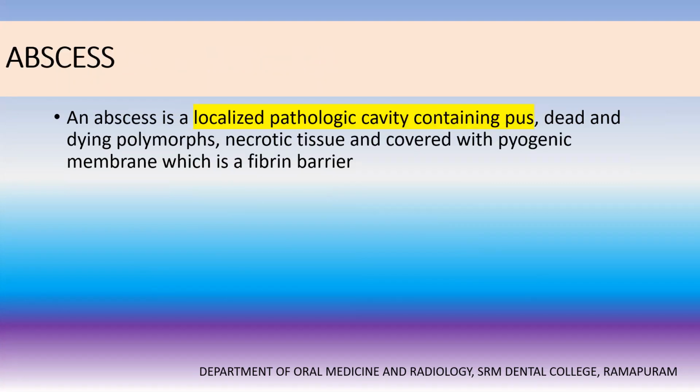So what is the definition of an abscess? An abscess is a localized pathologic cavity which contains pus, dead and dying polymorphs, necrotic tissue, and covered with pyogenic membrane, which is a fibrin barrier. There are many abscesses which present at the OPD, like periapical abscess, periodontal abscess, dentoalveolar abscess, etc.